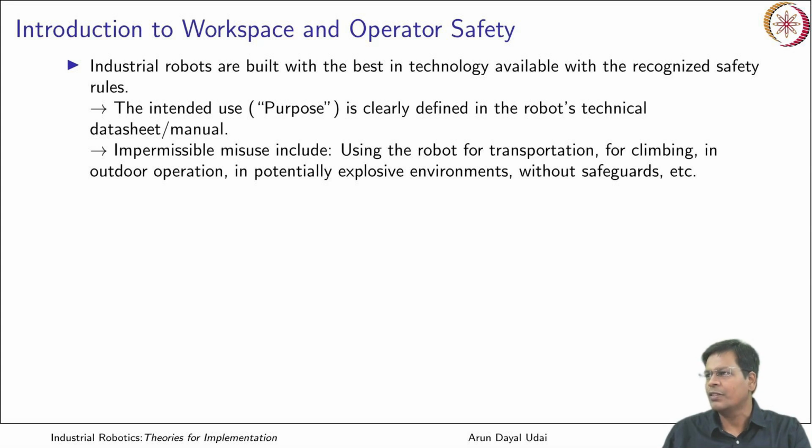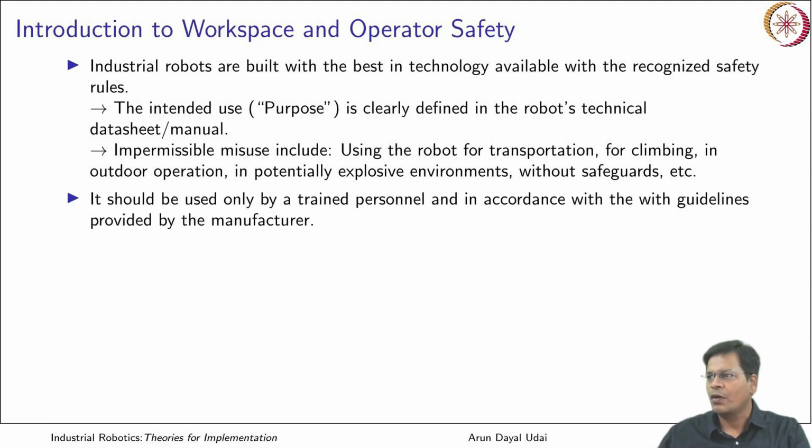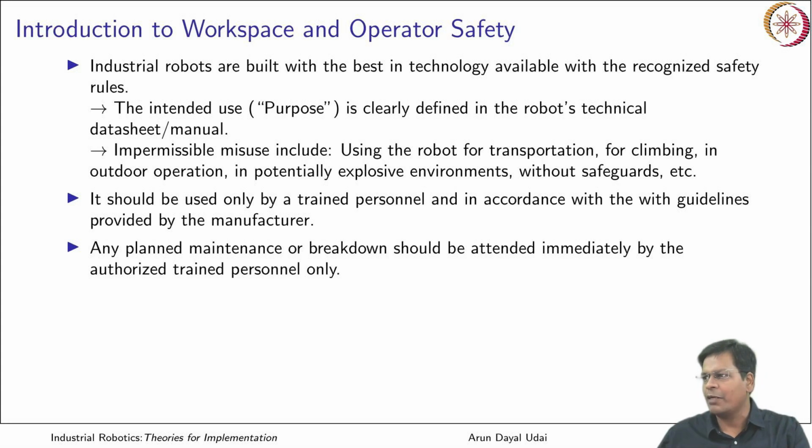In outdoor operation, if it is not mentioned in the purpose of the technical manual of the robot, it should not be used in the outdoor environment. In a potentially explosive environment without any safeguard, this type of robot should not be used. It should be used only by trained personnel and in accordance with the guidelines provided by the manufacturer. The performance of the robot is guaranteed if it is working within the guidelines provided by the manufacturer. Any planned maintenance or any breakdown should be attended to immediately by authorized trained personnel only.